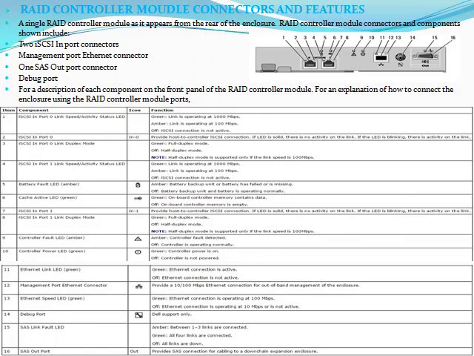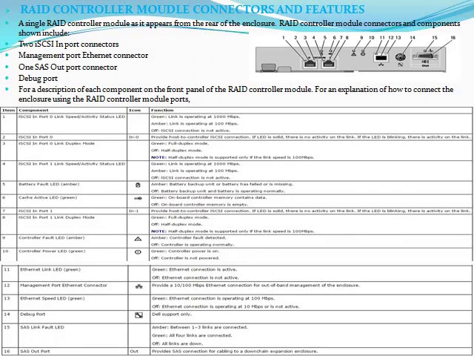First one is iSCSI input 0 and its activity LED status. Green means the link is operating at 1000 Mbps. If it is amber, it means the link is operating at 100 Mbps. If it is off, it means it is not active.